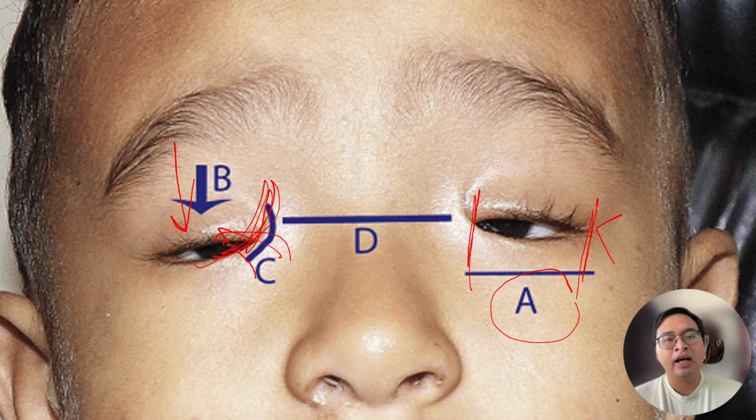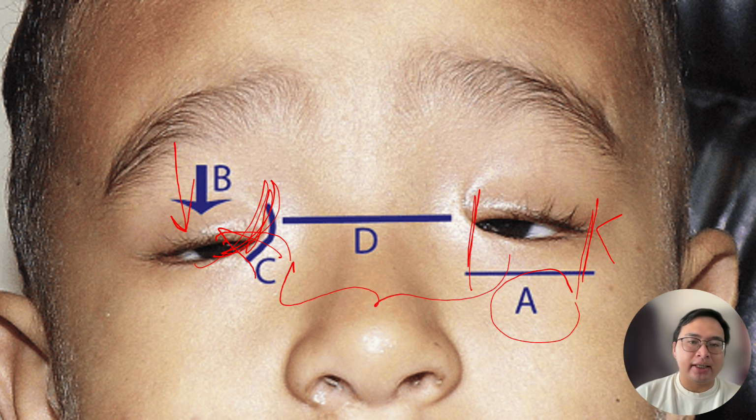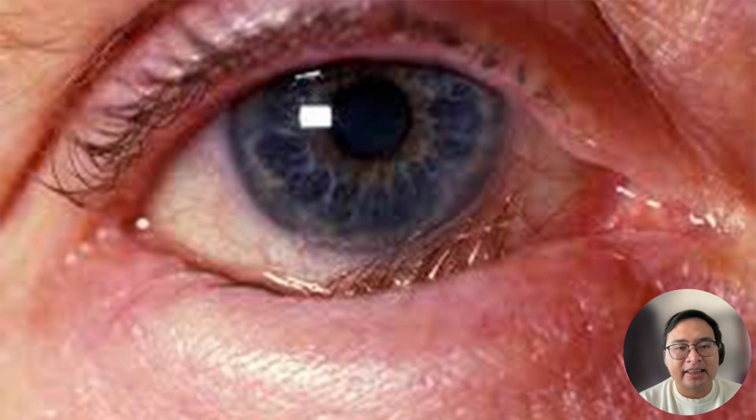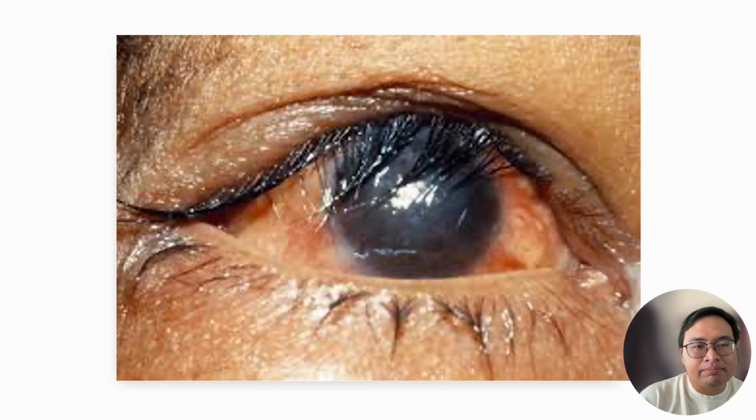And lastly, we have telecanthus or hypertelorism. Parang mata ng isda, magkalayo yung mata. So, widened distance between the two eyes. Alright. And lastly, this is trichiasis. Here, this is trichiasis of the lower eyelids, while this is trichiasis of the upper eyelids. So, it's dangerous because the eyelashes are going to cause abrasion of the eyes.